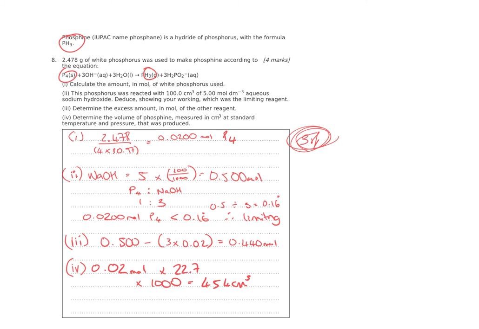You can use PV equals nRT, but you're going to make it a lot more complicated for yourselves. But it had to be in centimetres cubed for you to get that mark. And each answer, you had to have both of these for this answer. Each answer is 1 mark.